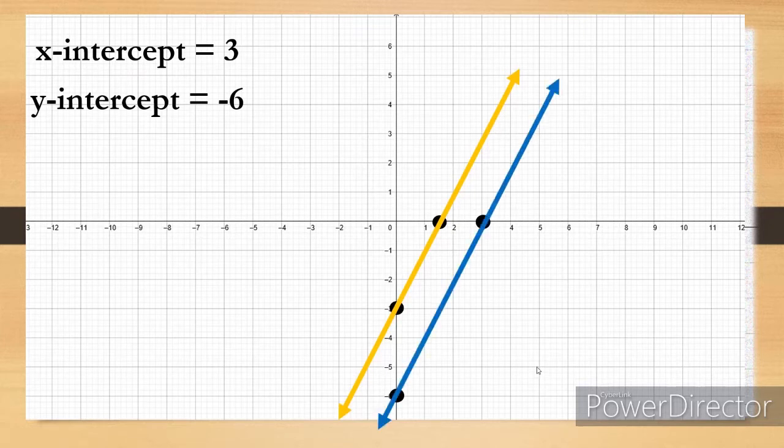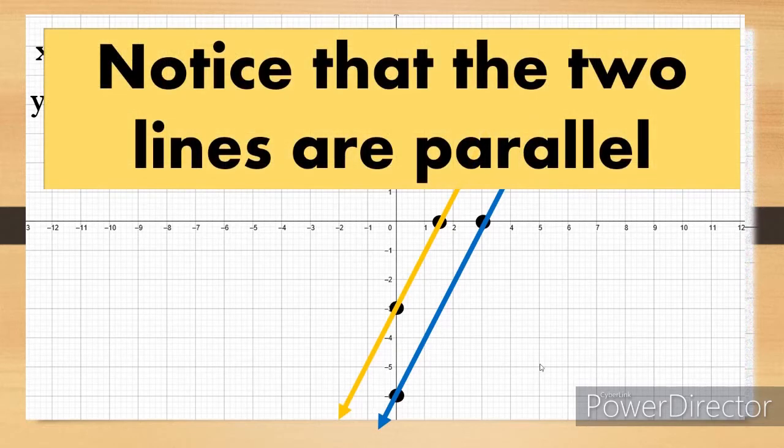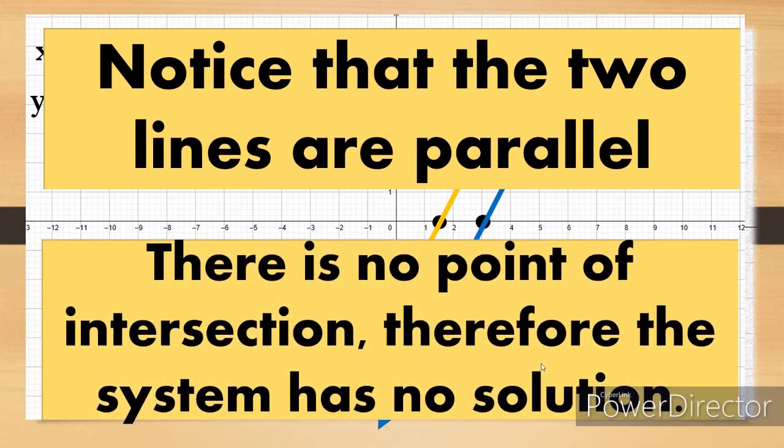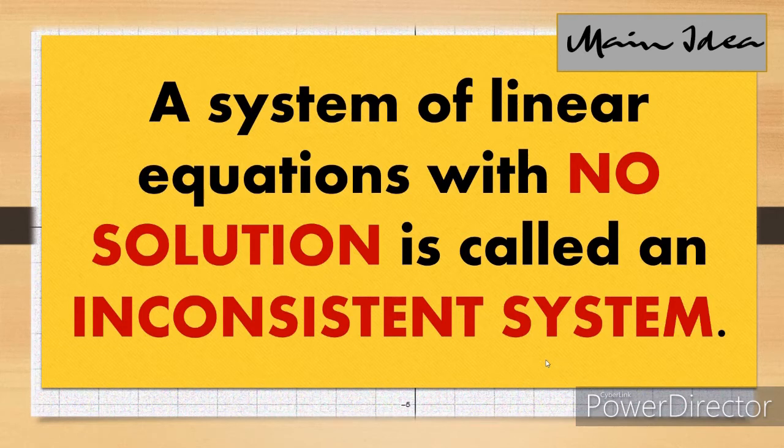Okay? So, kung napapansin natin, the lines are parallel. Notice that the two lines are parallel, so in this case, there is no point of intersection, and therefore, the system has no solution. Always remember, a system of linear equations with no solution is called an inconsistent system.